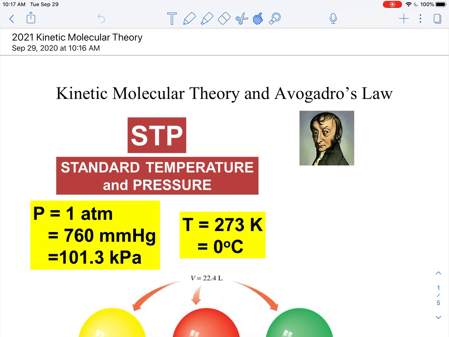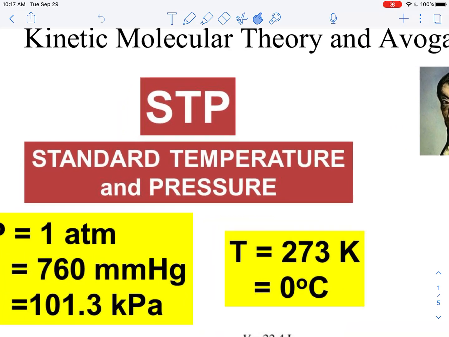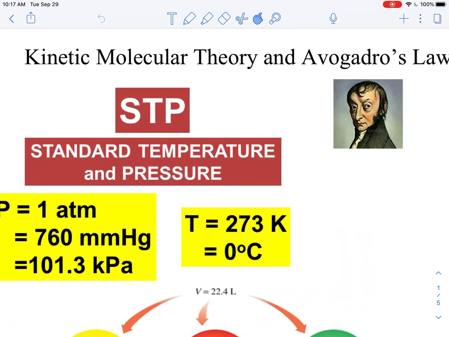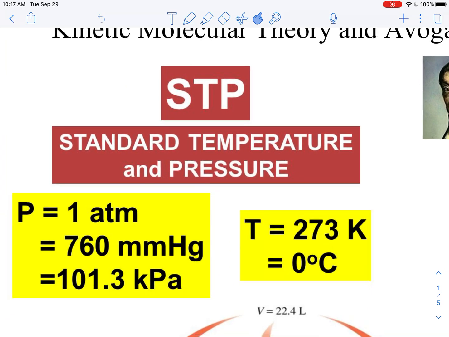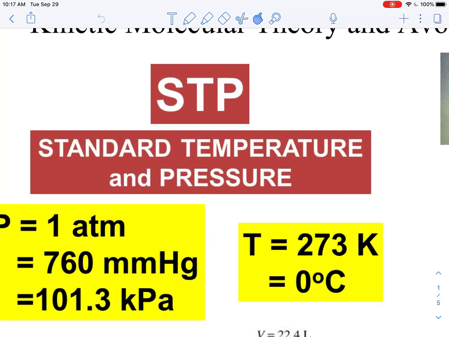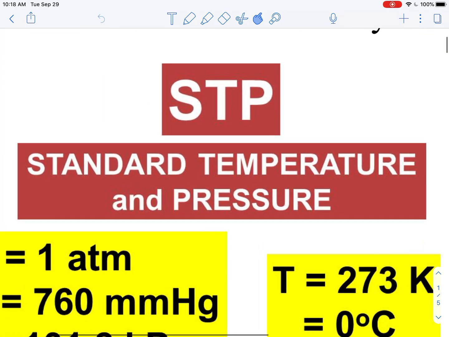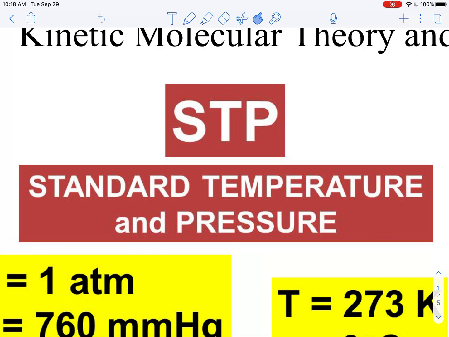Now, in order to discuss this, it's important for us to know that what he was doing here was comparing gases under the same conditions. And by same conditions, I mean the same conditions of temperature and pressure. And so what has been established over the years is this idea of STP, or standard temperature and pressure.